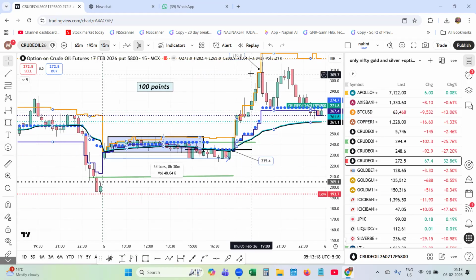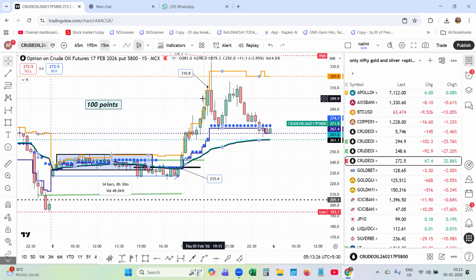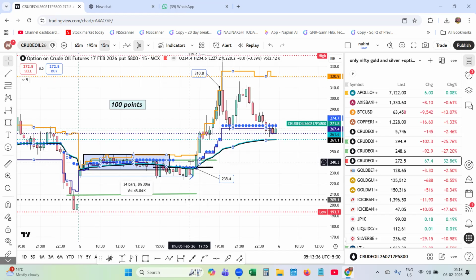Just this is an imbalance. This imbalance balanced out for 8 hours, and this move is for only 1.5 hours, from 5:30 to 7:30. That's it. This move, you could have captured this 100 points multiplied by 100. One lot size is 100. Easily you could have captured 10,000 rupees after coming home, after coming from the work.